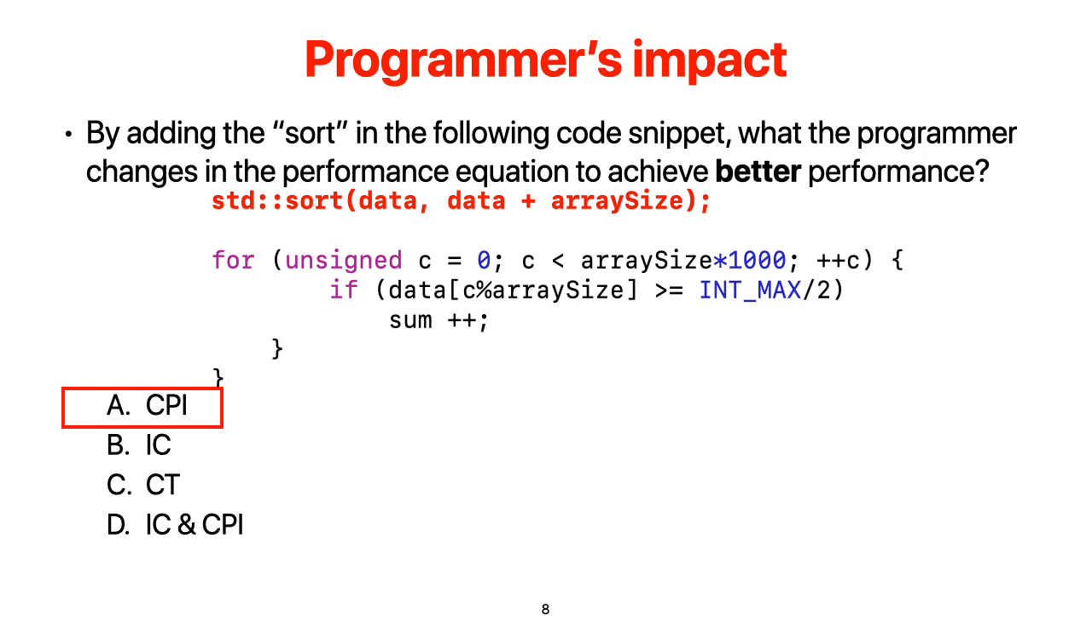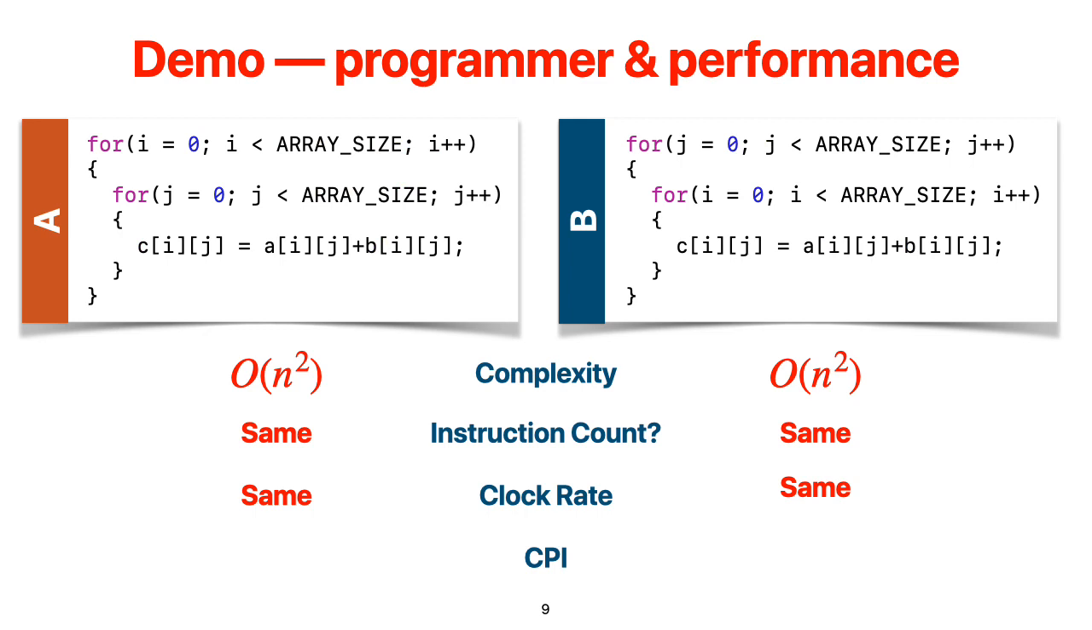One obvious example is that by changing the implementation of your program, you can change the CPI and the instruction count. Like in this code example, the programmer added a sort before the main for loop. Without the sort, we found that the execution time is longer. So apparently adding the sort increases the instruction count. However, we know the total execution time becomes shorter. So by adding the sort, the programmer made a positive impact on the CPI. That's why for this particular question, we see the effectiveness of the programmer adding a sort to make the CPI better.